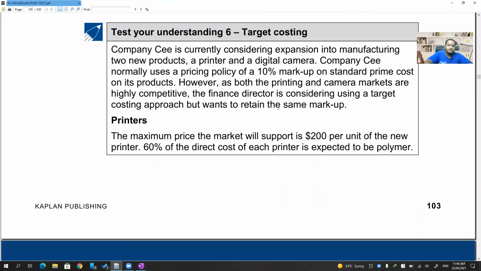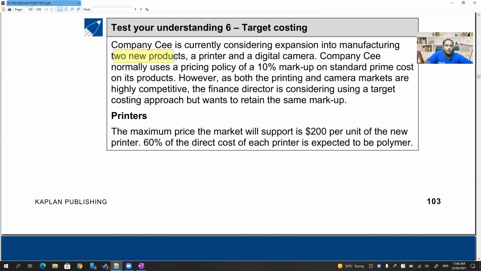Look at this question, ma'am. Company C is currently considering expansion into manufacturing 2 new products, a printer and a digital camera. Company C normally uses a pricing policy of 10% markup on the standard prime cost on its products. Sir, prime cost is what? Material plus labor. On that material plus labor cost, they are adding 10% markup. Markup is on cost, margin is a percentage on sales. Please remember that. Markup is percentage on cost, margin is percentage on sales. However, as both the printing and camera markets are very competitive, the finance director is considering using a target costing approach but wants to retain the same markup of 10%.